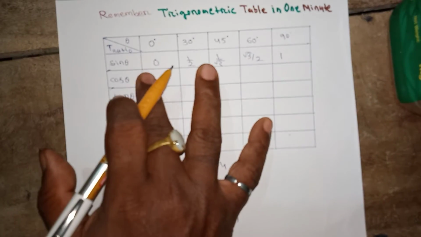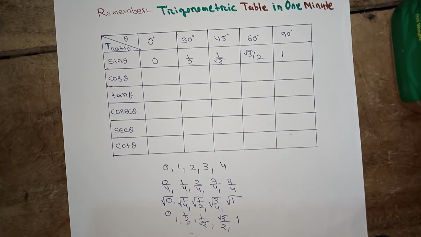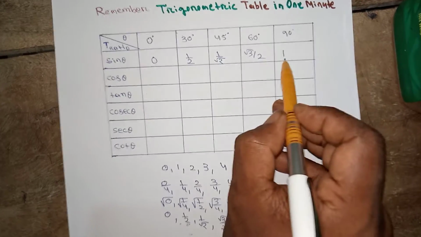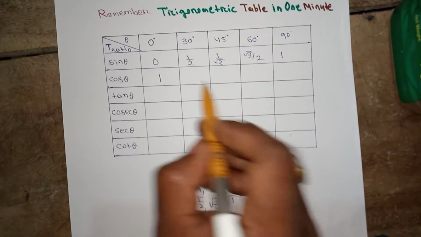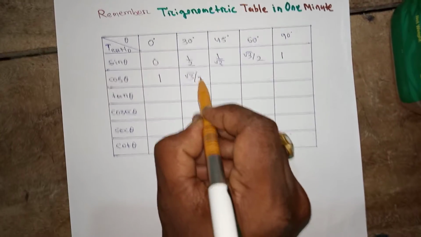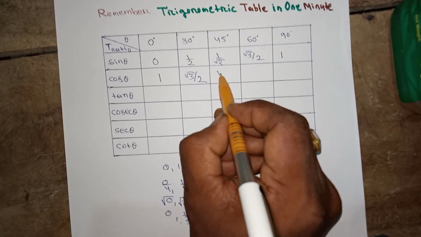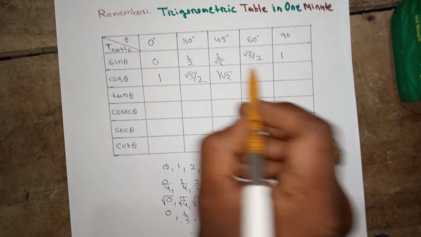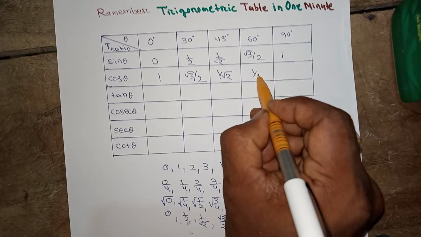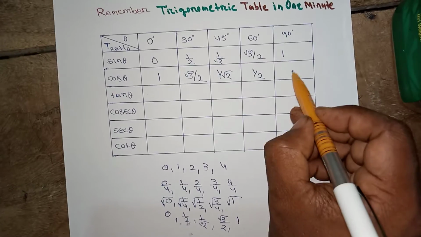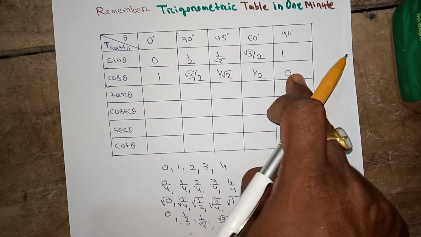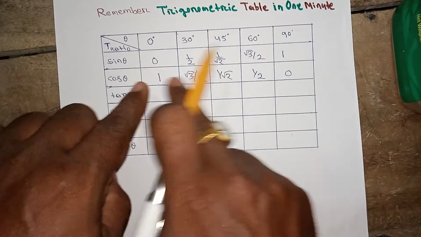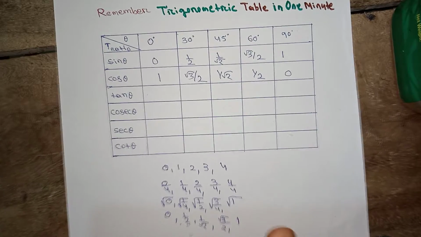You will get the value of cos theta. That means cos 0 equal to 1, cos 30 equal to root 3 by 2, cos 45 1 by root 2, cos 60 1 by 2, cos 90 0. We wrote these values in the reverse order. So the cos row is completed.